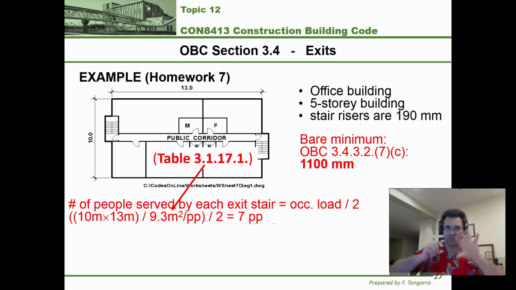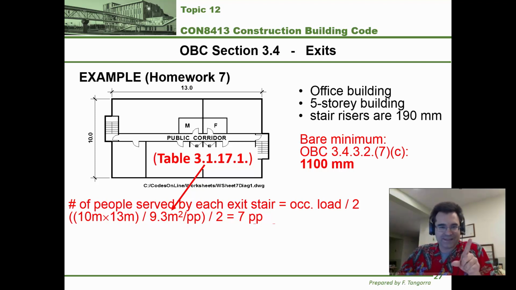That's why exits must be spaced at a very specific minimum or maximum distance. So in this case, the floor area is 13 meters by 10 meters, and the factor, right, for people occupancy comes from table 3.1.17.1, which is 9.3 meters squared per person.